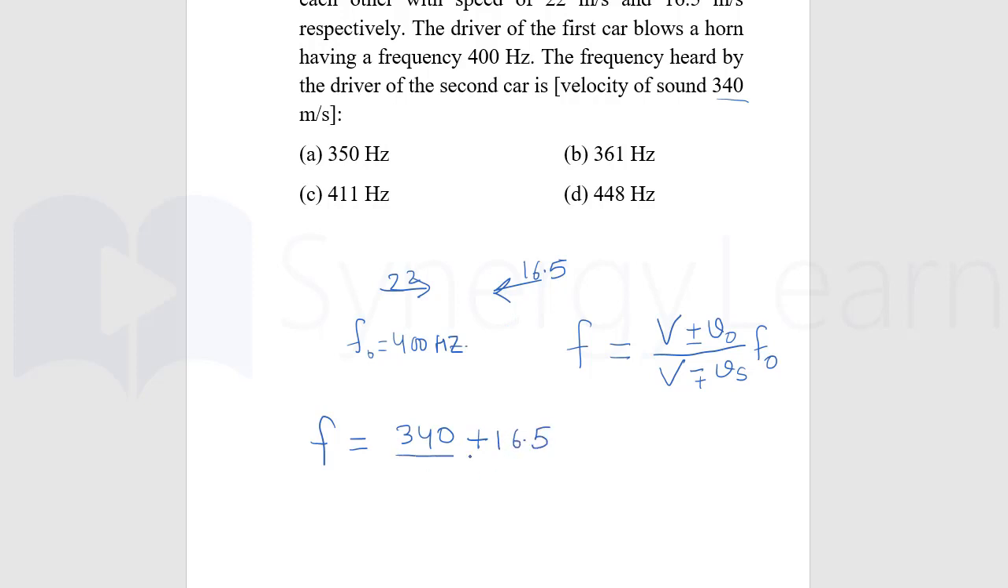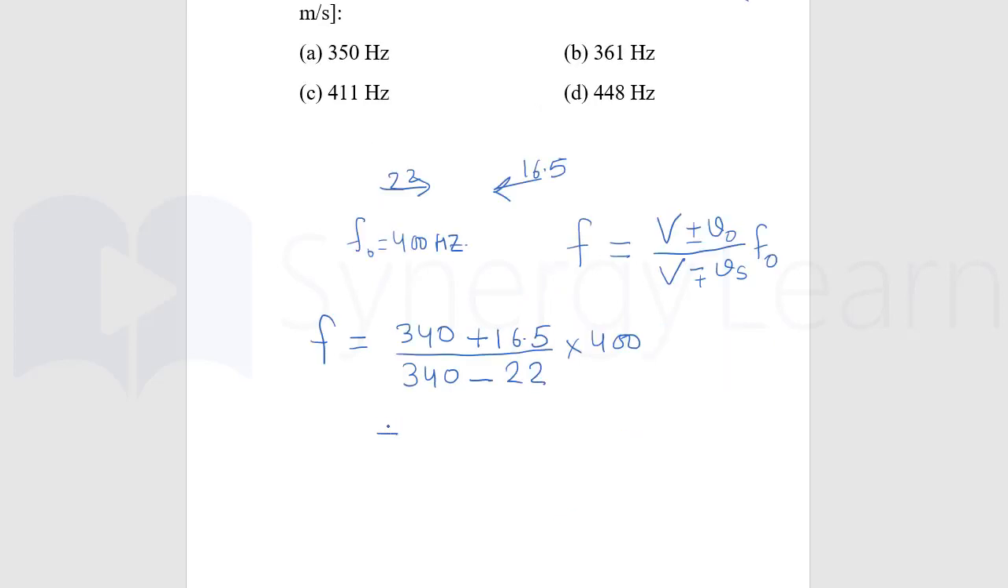plus 16.5 divided by 340, and the source is approaching the observer, so this will also lead to an increase in frequency. But since the source velocity is in the denominator, it will be accompanied by a negative sign. So the source velocity, which is 22, will be placed here, and the frequency is 400. The value of frequency becomes 356.5 upon 340 minus 22, which is 318, into 400.